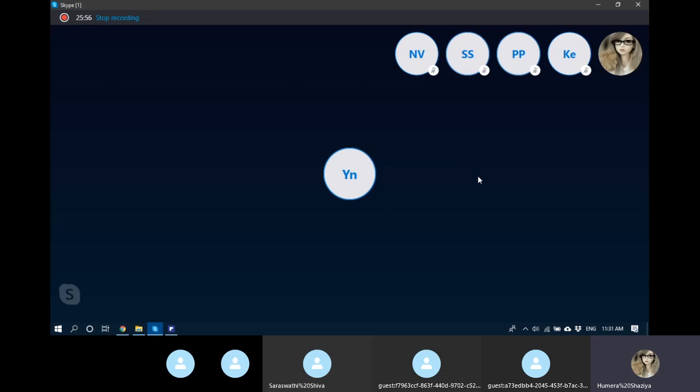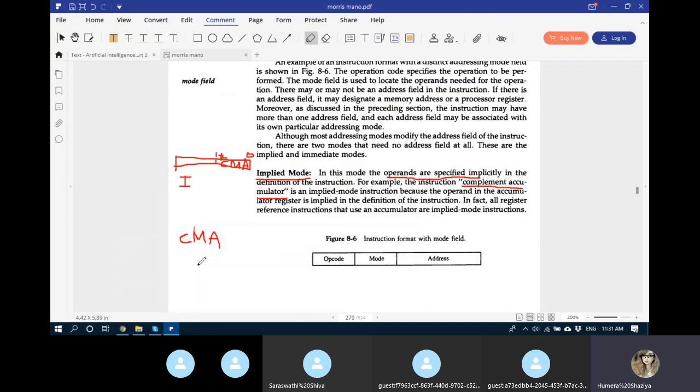So CMA is complement accumulator. When I say CMA in an instruction, what does it mean? Where is the operand? Suppose the operand is 4. Where is the operand stored? Operand is stored in accumulator register. This is accumulator. The 4 value is stored in this. When I say CMA, I am not specifying the operand value. I am not saying 4. Rather, I am saying you whatever is there in the accumulator, complement it.